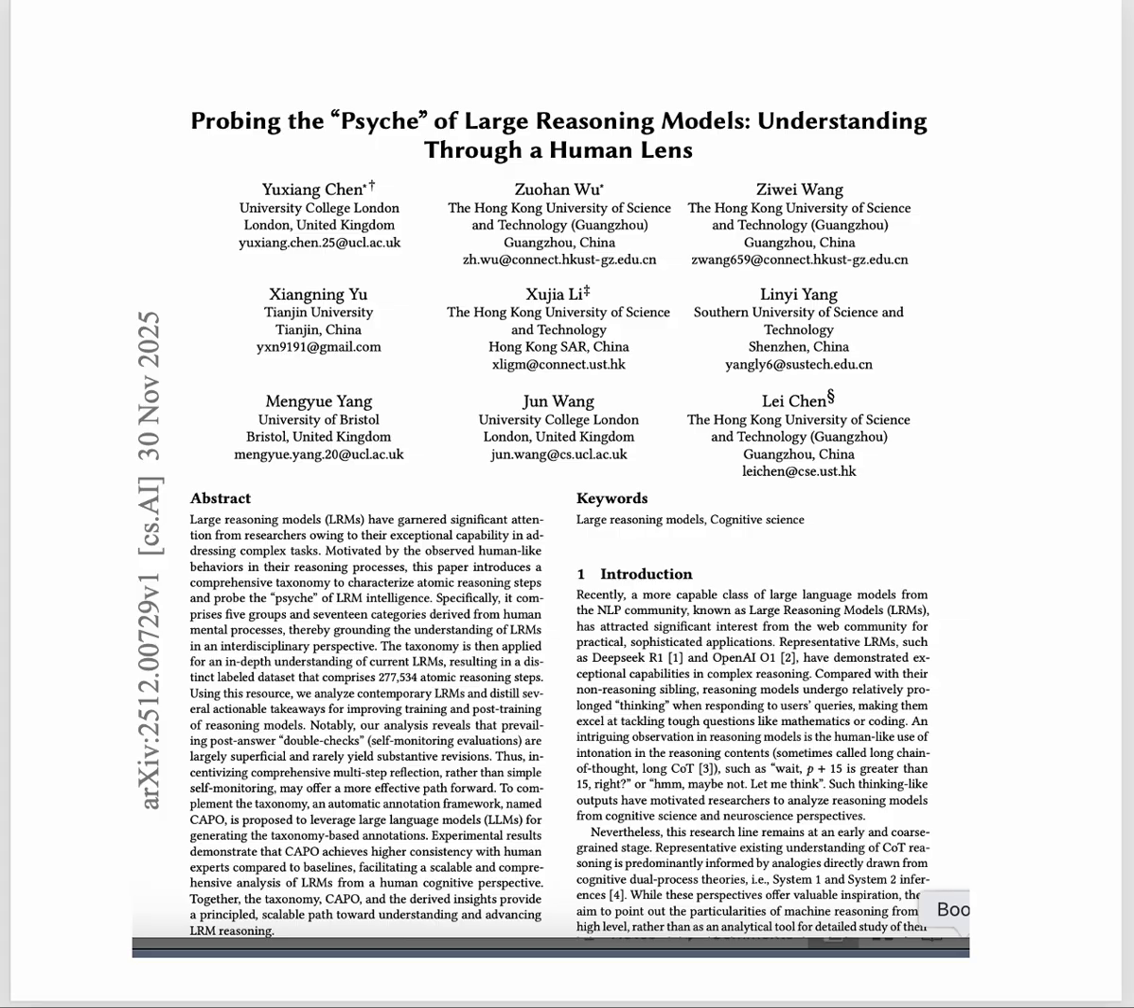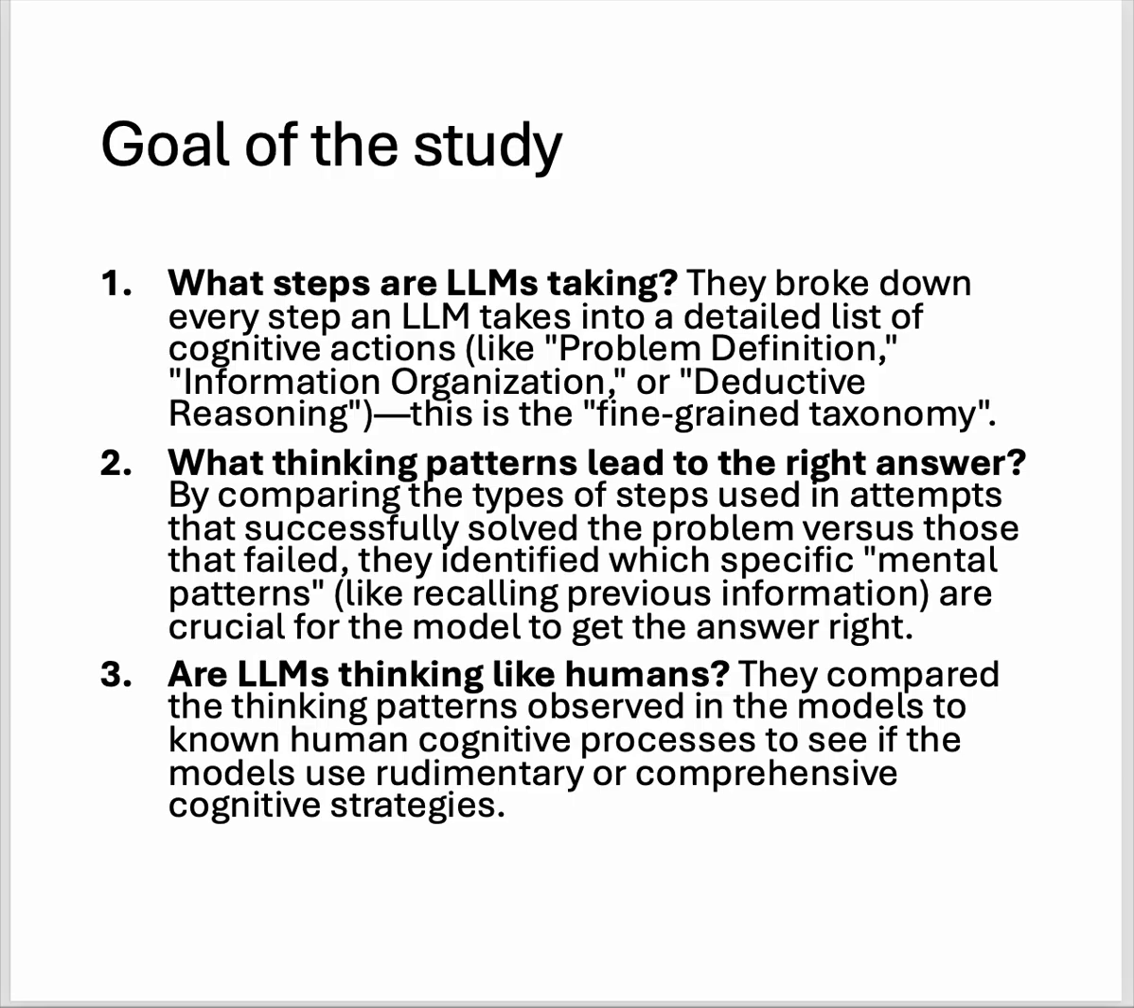We will look at a summary of a research paper. The title of the paper we are going to look at today is Probing the Psyche of Large Reasoning Models, Understanding Through a Human Lens. While LLMs are adept at reasoning, we often treat their reasoning traces, that is, their chain of thoughts, as a black box. The goal of this study was to look inside that box.